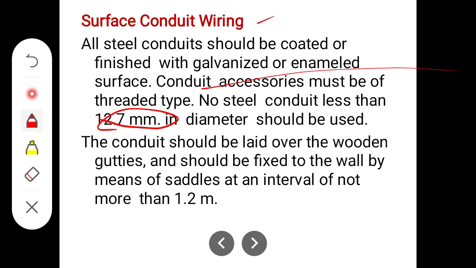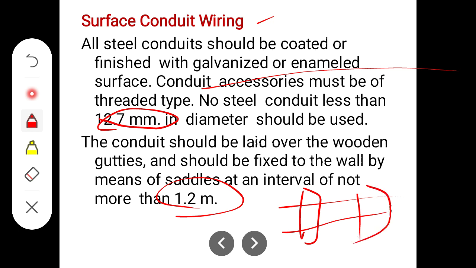The conduit should be laid over wooden gutties and fixed to the wall. The saddles are placed at intervals of not more than 1.5 meters. Whatever saddles we are placing, we are placing them to support these cables. That is 1.2 meters.